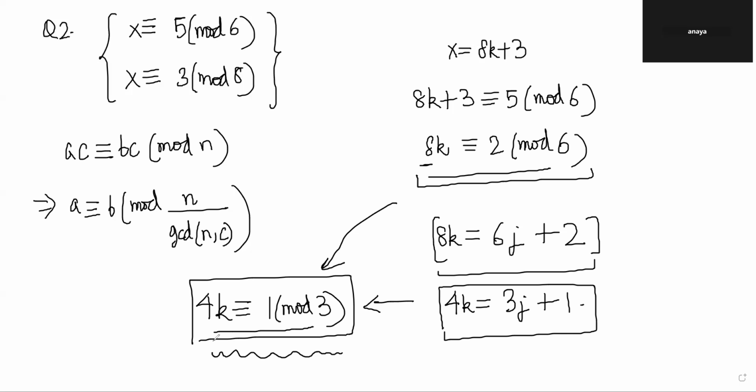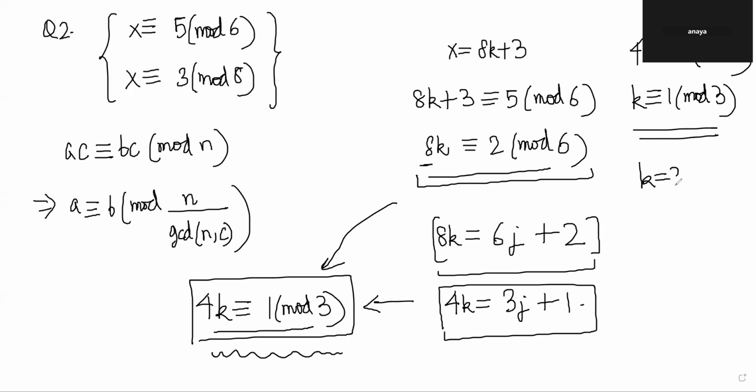Yes, correct. Now this 1 mod 3, you can write 4k is congruent to 4 mod 3, because 1 mod 3 is the same as 4 mod 3. And 4 and 3 have no common factors. So now I can say k is congruent to 1 mod 3, right? Yes. So we are getting k is congruent to 1 mod 3.